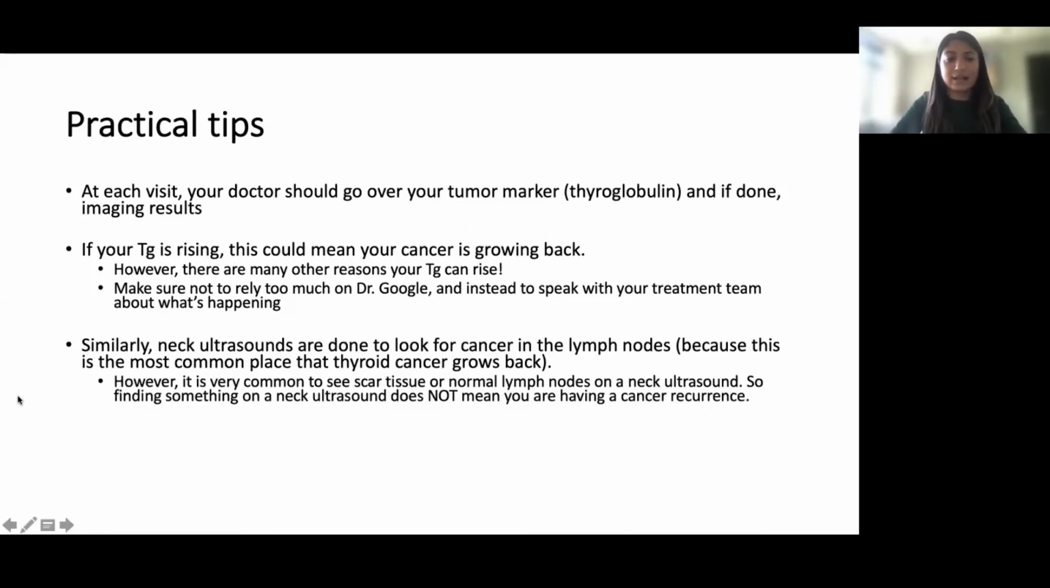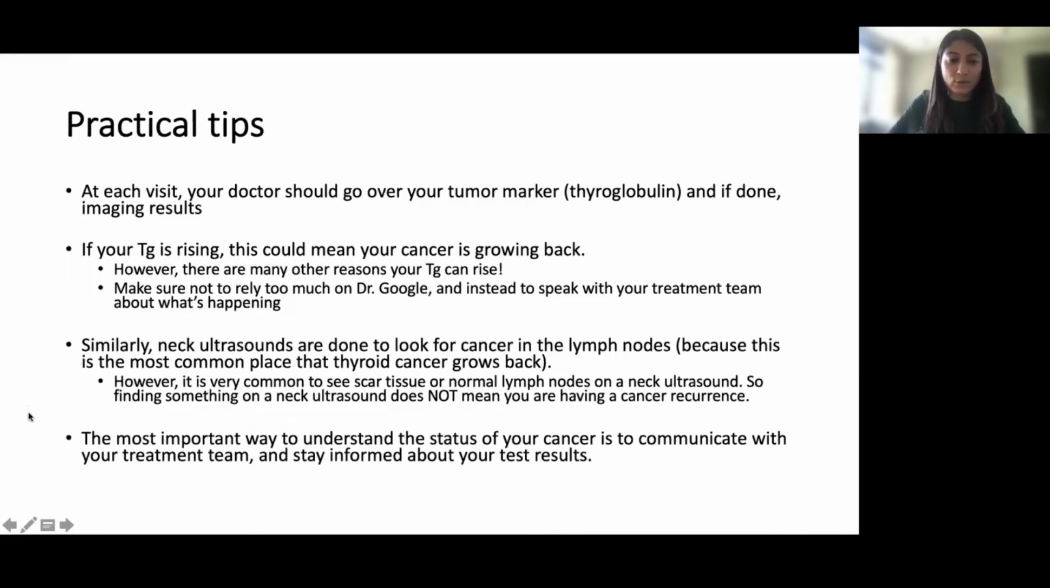And then I said it is very common to see scar tissue or normal lymph nodes on a neck ultrasound. So finding something on a neck ultrasound does not mean you're having a cancer recurrence. It's really quite common after a thyroid comes out to have scar tissue left behind, and that's visible on a neck ultrasound, and it will pretty much be there every time. So I always pay attention to it. I compare it to the last time. I make sure it doesn't look any different, but otherwise I just realize it's scar tissue and it's going to be there. And it's very, very common. I see that in most patients.